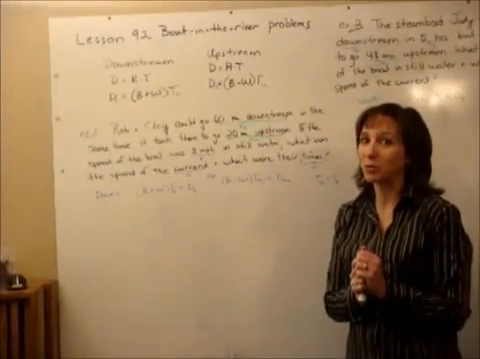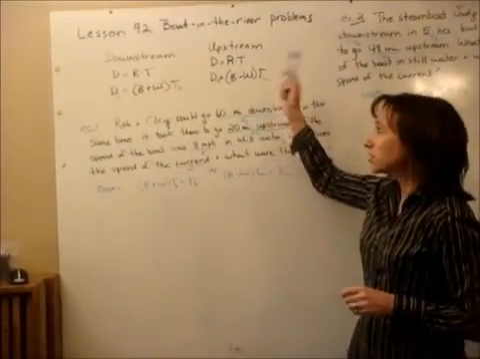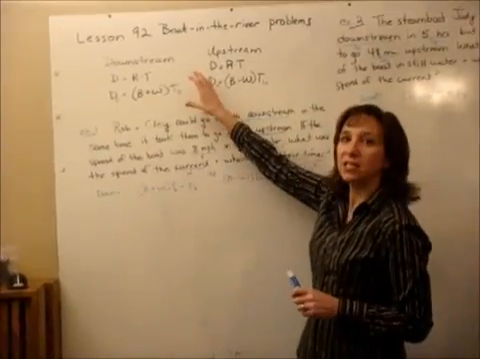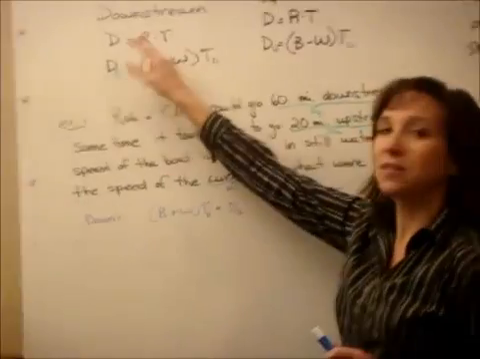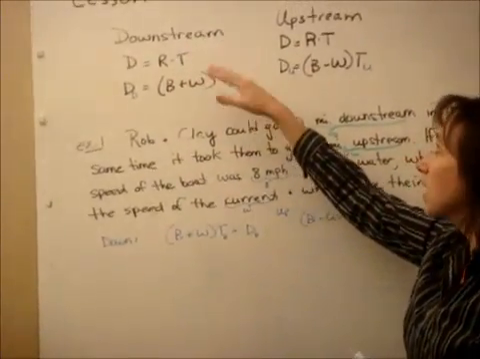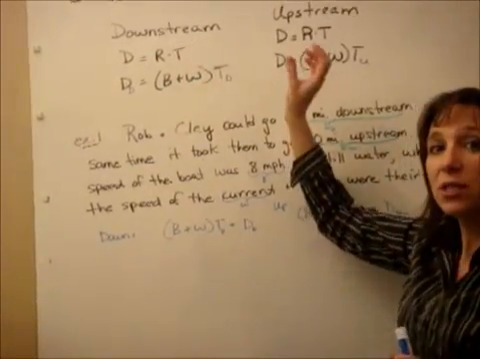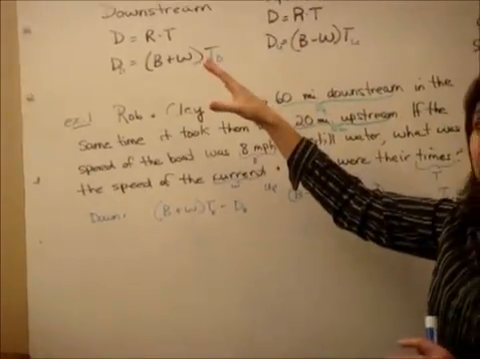We're going to do lesson 92, boat in the river problems. If you don't like distance problems, it's okay because these are a lot easier than our normal distance problems. We're going to do boats in a river, and there's going to be two equations that we're going to use, and it's fairly easy. We remember that distance equals rate times time. We're going to have a boat going downstream and then the boat coming back upstream.